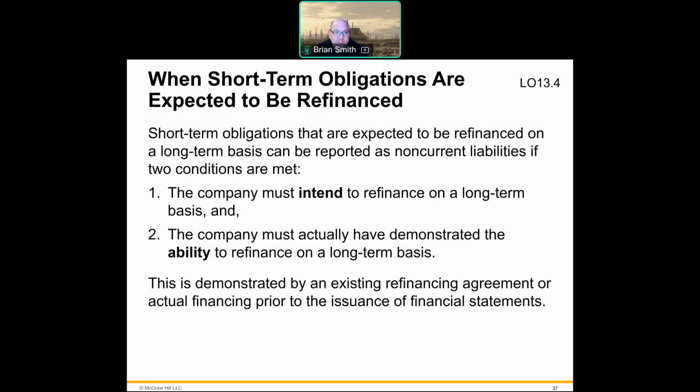If we expect to refinance short-term debt, the company must intend to refinance on a long-term basis, and the company must actually have demonstrated the ability to refinance on a long-term basis. So you can't just do it the first time. You have to take it in the shorts the first time. After that, you've demonstrated that you can do it, and then you can refinance it to longer-term debt.